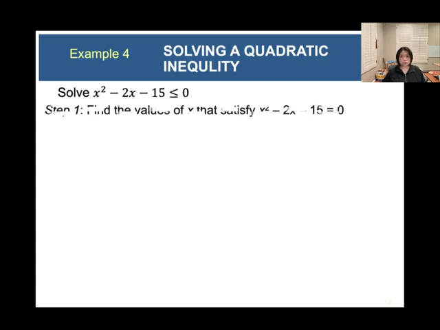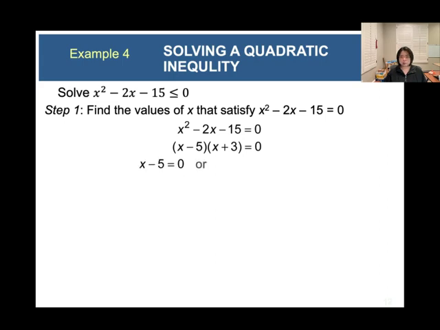First, we're gonna assume this is a quadratic equation. I'm gonna replace the less than or equal to with equal to 0. And then I need you guys to solve this equation. Factor it out. You should get (x - 5)(x + 3). Using the zero product property, x - 5 = 0 and x + 3 = 0, so you're gonna get x = 5 and x = -3.